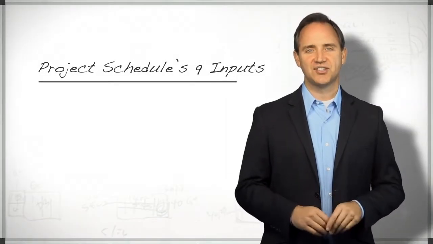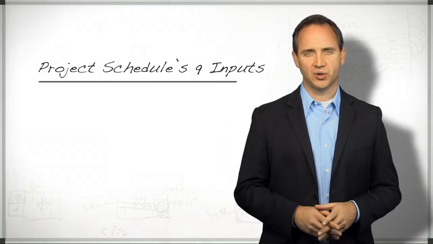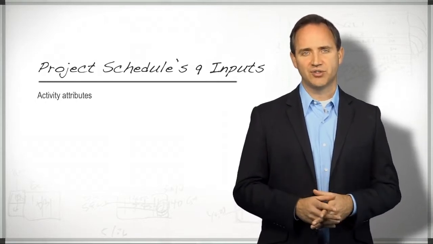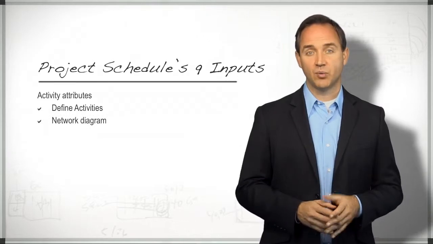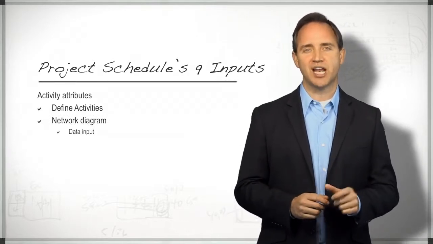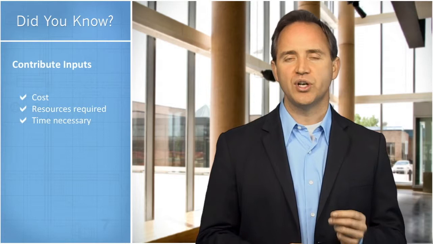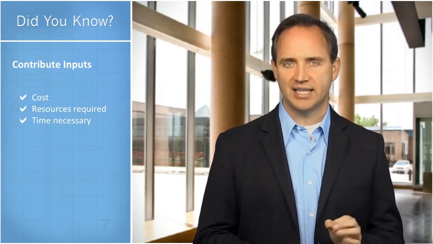There are 9 distinct process inputs that contribute to the development of a project schedule. Among them are the activity attributes that help define activities and the network diagram, which is usually the product of data input to a project management application. While all inputs are important and contribute to the project schedule, the attributes of a deliverable provide sizing information that impacts other project constraints, such as cost, resources required, and the time necessary to complete the activity. The network diagram provides the necessary visualization of project activities so predecessors and successors can be clearly identified along the project's critical path. Inputs to developing a project schedule include the following.